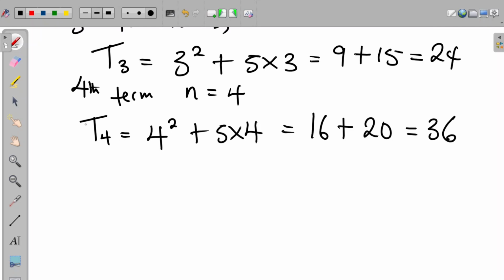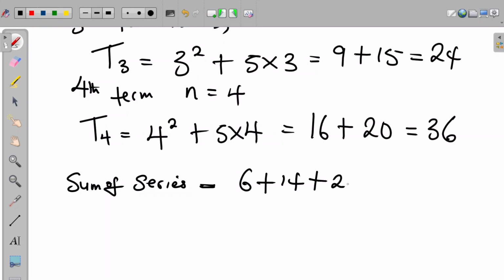Thus, the sum of the series will now be equal to 6 plus 14 plus 24 plus 36, which is equal to 80. So we have been able to obtain the sum of the series.